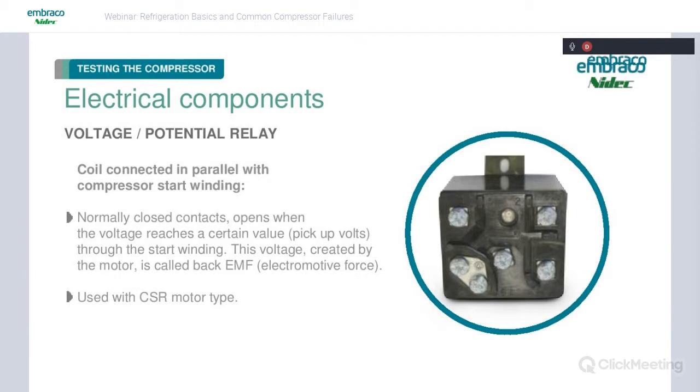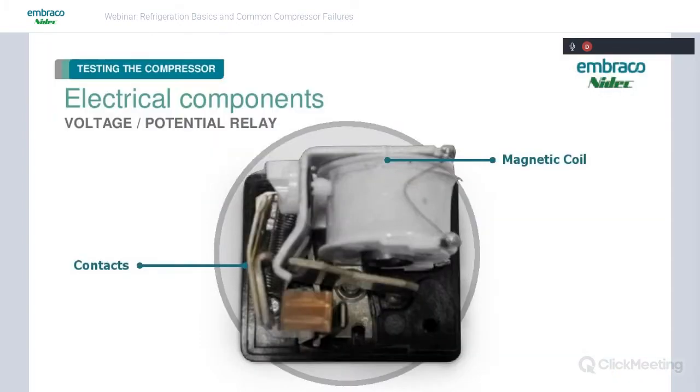And we see these on the CSR motor types, the larger compressors, because it has that advantage of having normally closed contacts, so there's less potential for arcing at startup. This is a look inside that relay. You can see that magnetic coil that senses the back EMF. When it gets enough back EMF to this coil, you can see it pulls this armature in, opening these contacts and de-energizing the start winding.